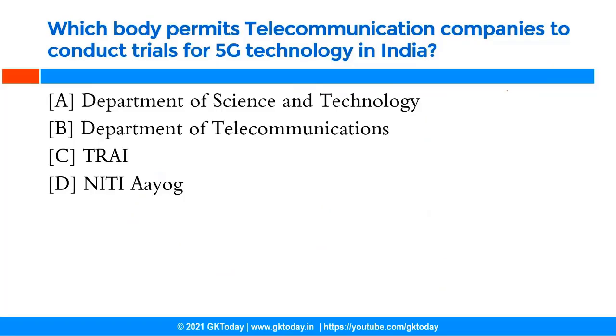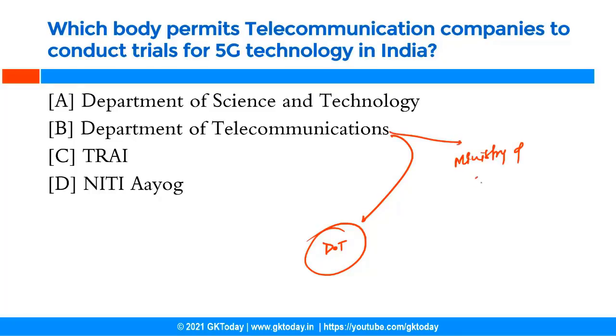Next question is, which body permits telecommunication companies to conduct trials for 5G technology in our country? So in this context, DOT, that is Department of Telecommunications, is the nodal authority to permit telecommunication companies like Airtel, Jio to conduct trials for 5G technology. Now this DOT is under Ministry of Communications. Now in the context of telecom companies, recently a term was in use, AGR. Answer in comment box what is the full form of AGR.